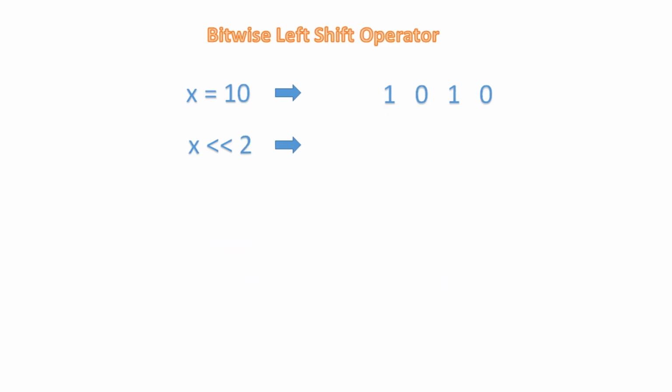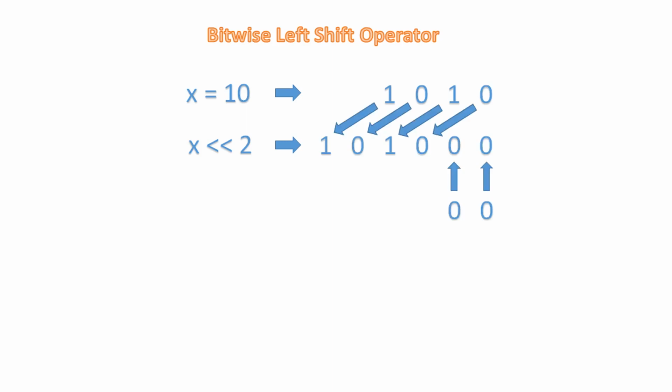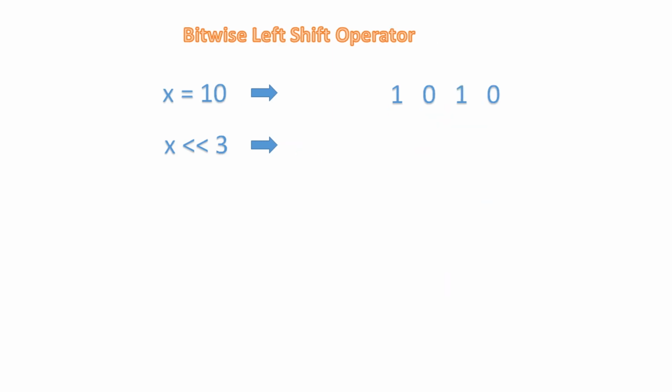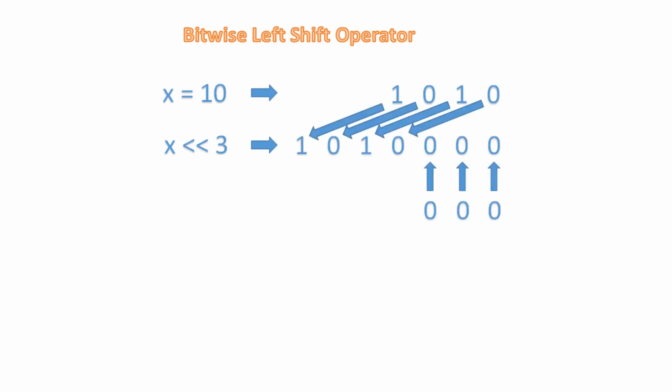Similarly, the command x left shift 2 will append 2 zeros at the right end. So the output is 101000, which is equal to 40. The command x left shift 3 will append 3 zeros at the right end. So the output is 1010000, which is equal to 80.